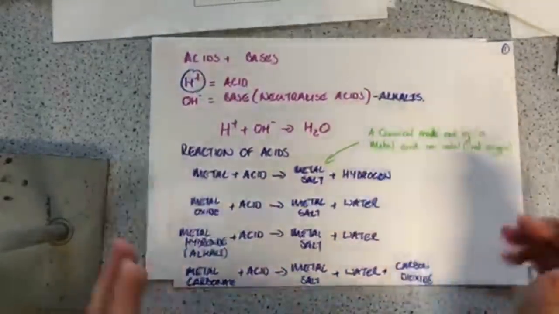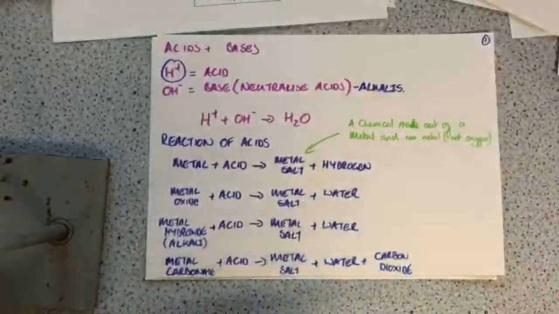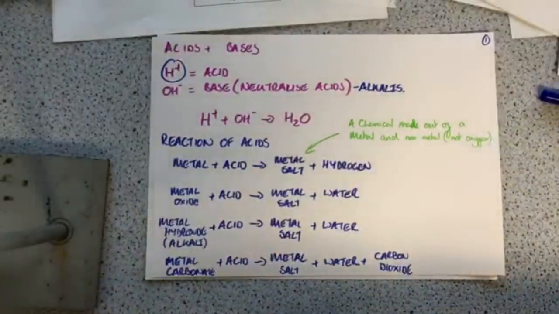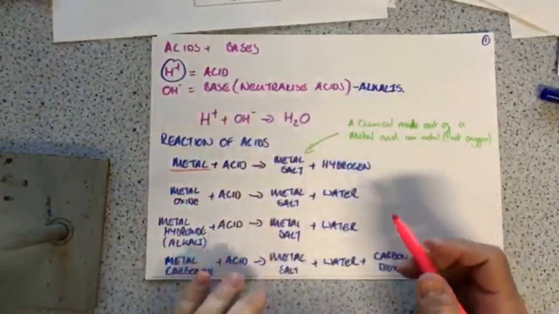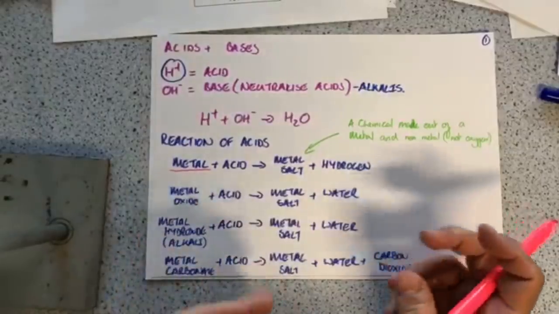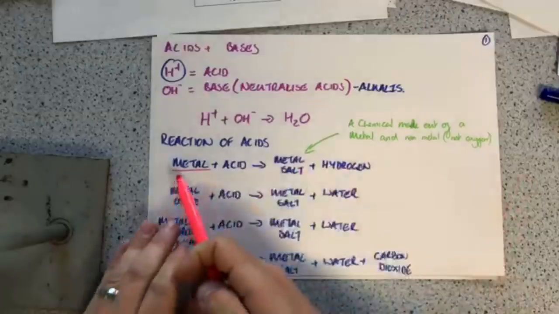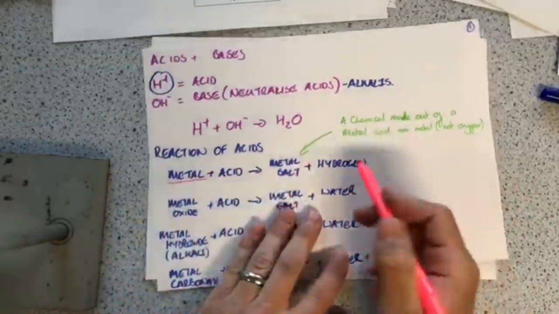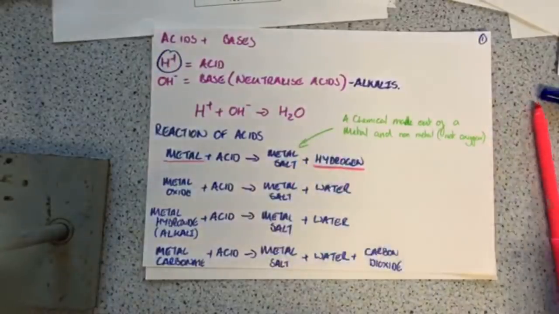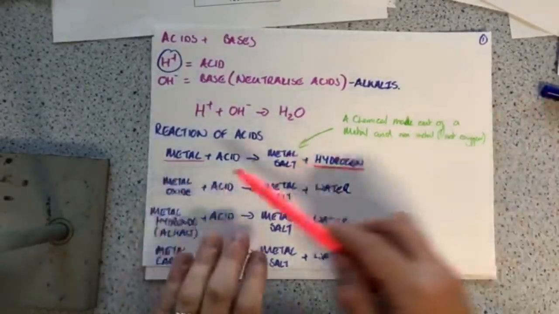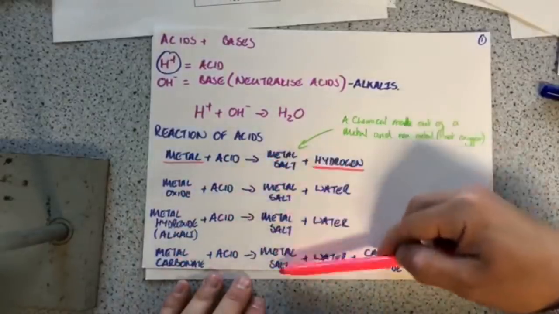So there are 4 different reactions of acids that you need to be aware of, and they all make slightly different things. So the most simple one of these is when you react a metal with an acid. So, for example, you will have done this, and you will have definitely done this probably with magnesium, and when you put that magnesium into the acid, you make hydrogen gas. You also make a metal salt. The metal salt is consistent all the way through. Whenever you react one of these compounds with an acid, you always make a metal salt.